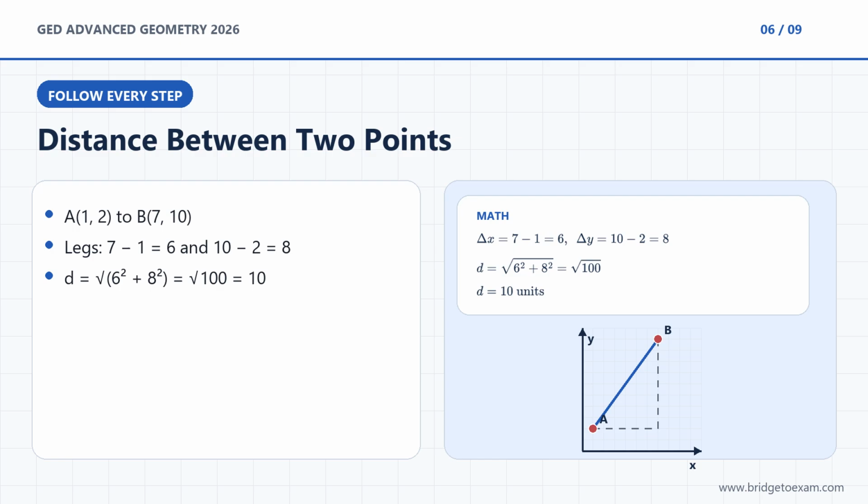Step 3. Apply the theorem. D equals the square root of 6 squared plus 8 squared, which is the square root of 36 plus 64, the square root of 100. Step 4. The square root of 100 is 10, so the distance from A to B is 10 units.